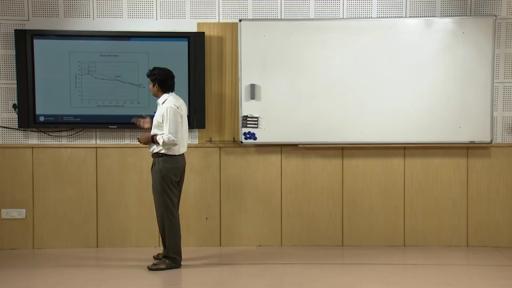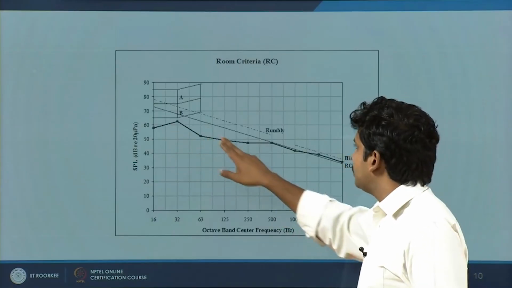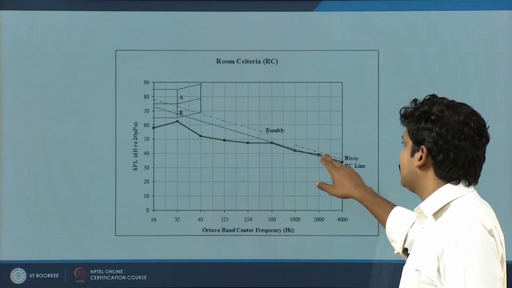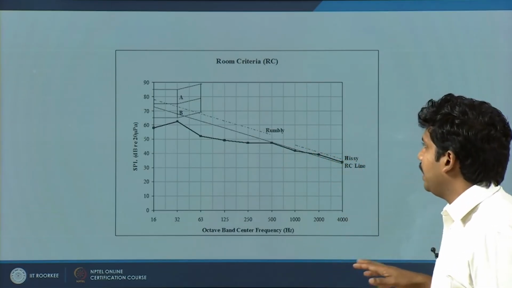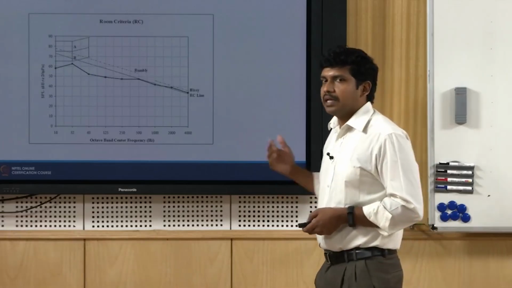A typical example is the same office which I was talking about. When we measured, there was no rumbling sound, but there was a slightly hissy sound, because it was trying to touch, not really cross, the E line. Pretty much the room criteria was met. The only problem was that the noise criteria was slightly above.